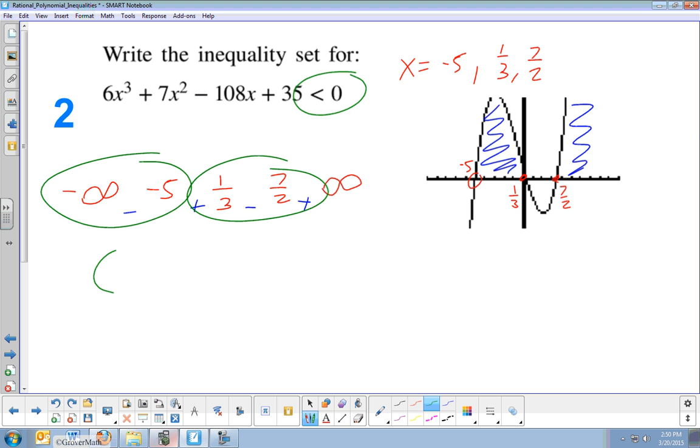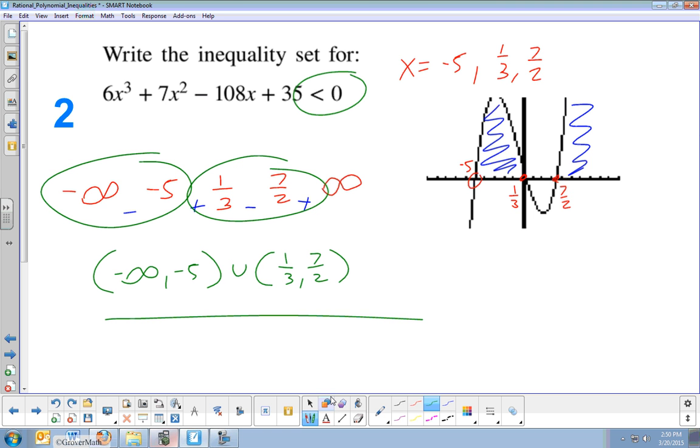So I'm going to do, in parentheses, negative infinity to negative 5. Again, parentheses, because there's no equal to bar. Or the other interval of 1/3 to 7/2. And that's going to be my answer for that one. So it's a lot of what we've done already, just kind of going a little bit deeper with it.